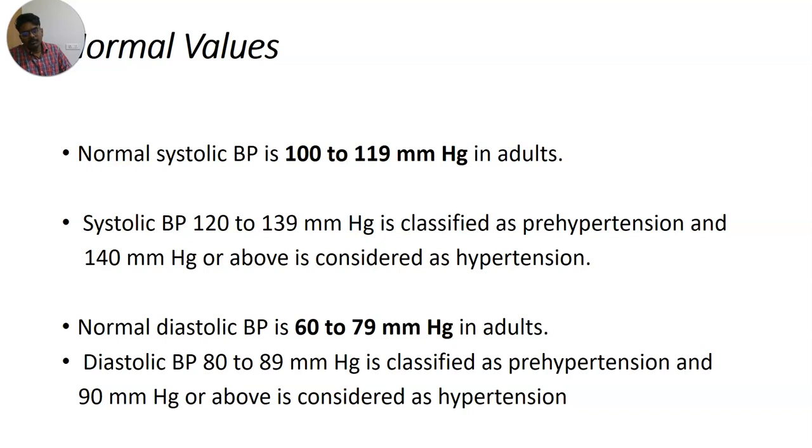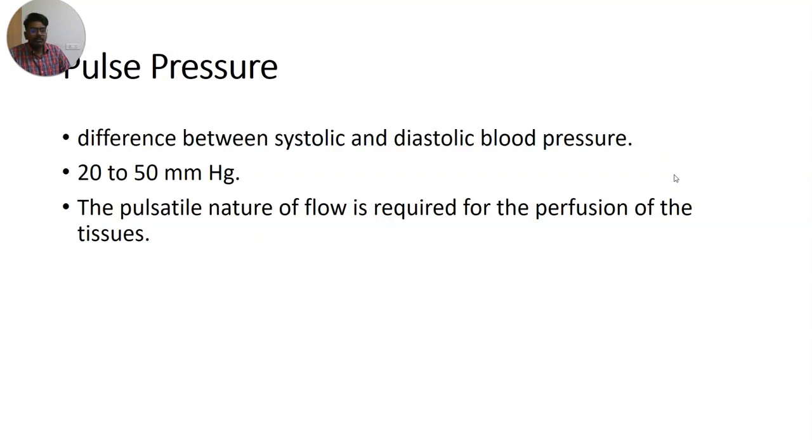Normal values of blood pressure are variable. Systolic blood pressure normal values vary from 100 to 119 millimeters of mercury in adults, while diastolic blood pressure is 60 to 79 millimeters of mercury. Any value either beyond or less than this comes under the category of abnormal. Systolic blood pressure ranging from 120 to 139 will be classified as pre-hypertension, while for diastolic blood pressure, values between 80 to 89 millimeters of mercury are classified as pre-hypertension.